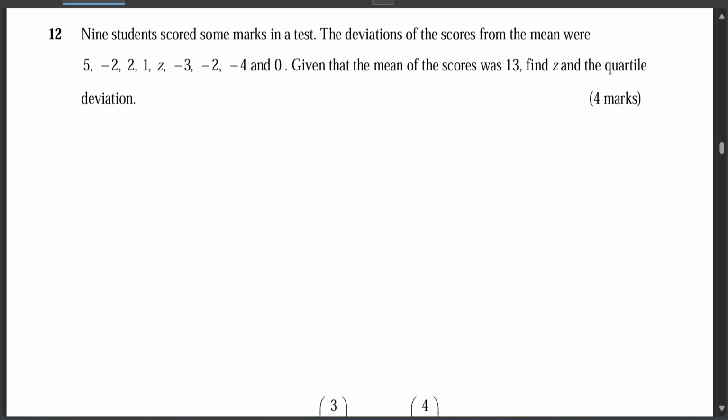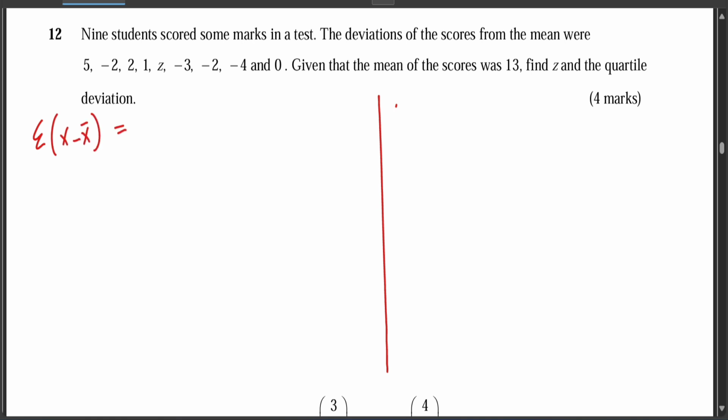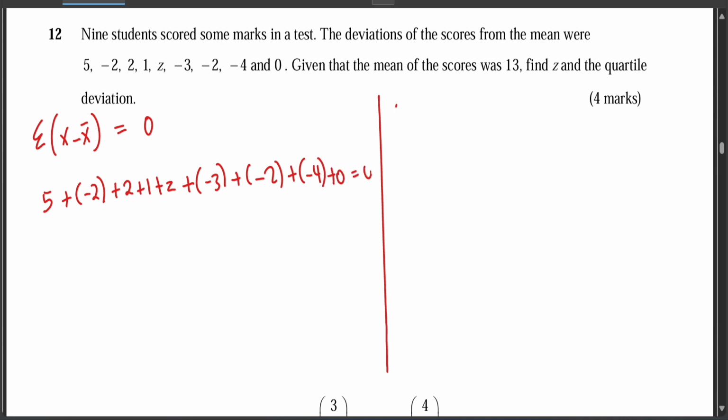No matter what you do, if you add them all up, it should equate to 0. So the summation of x minus your mean, or the deviations, will always equal 0. So now if I take 5, add it to -2, add to 2, add to 1, add to z, which I don't know, add to -3, add to -2, add to -4, and then add to 0, it will always give me 0. Now add these numbers up.